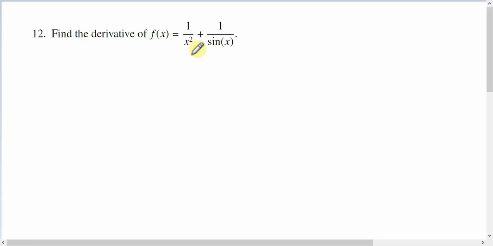Number 12 asks us to find the derivative of this function, and so I just use whatever rules I need. You could use a quotient rule on this and this both, but this one's probably easier if you just use a little bit of algebra and a little bit of trig. So I'll write x, 1 over x squared is x to the minus 2, and I'll write sine x. Well, 1 over sine x turns out to be cosecant x. So I can avoid the quotient rule on both of those.